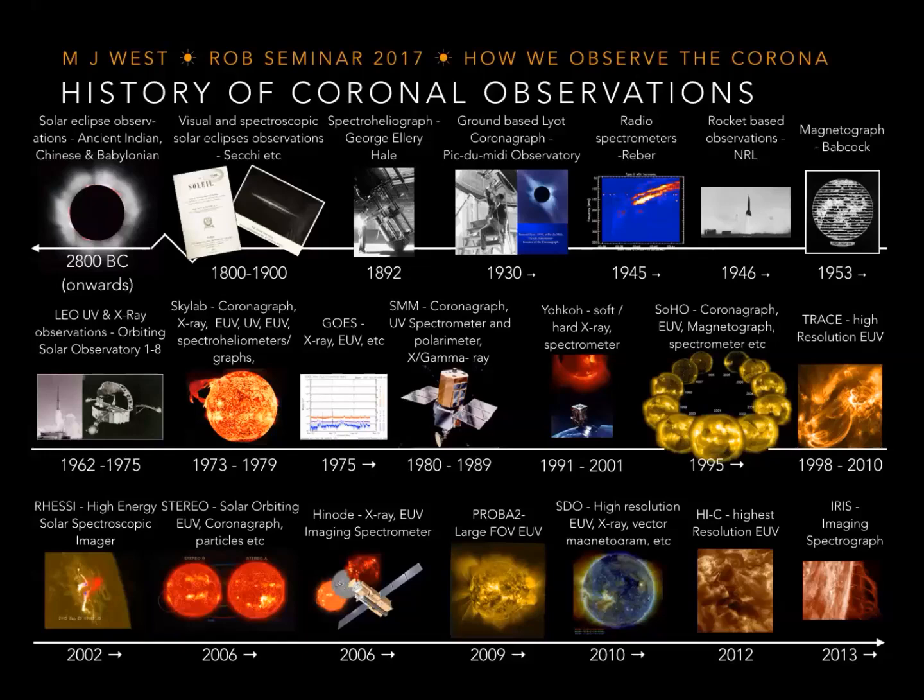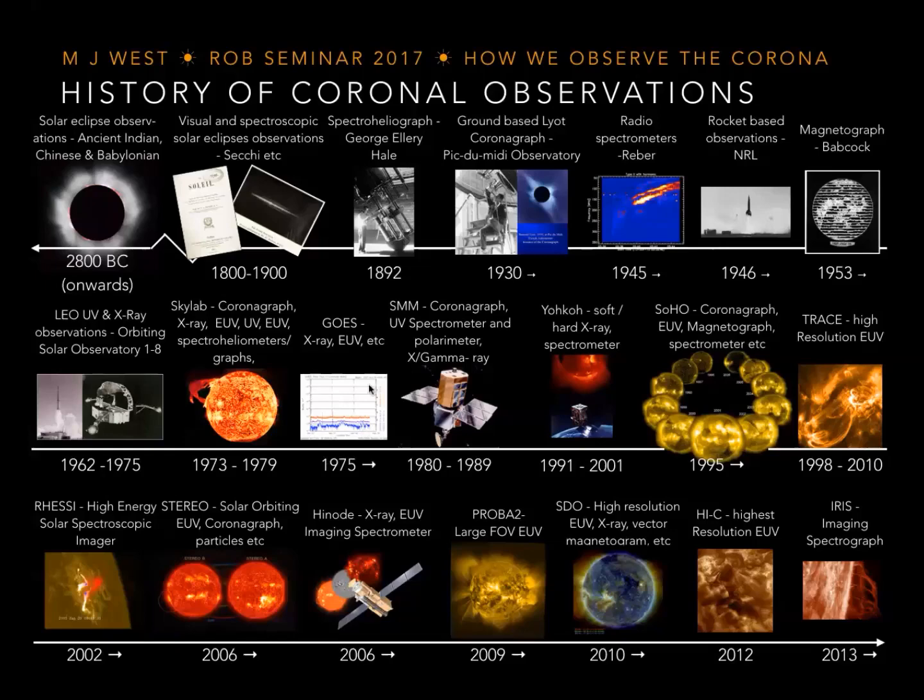Moving on from there, we get onto the first main mission, which is Skylab, which was a mission from 73 to 79, which had these dedicated coronagraphs, X-ray images, and UV images on board. In the meantime, the GOES missions were getting underway, and for those who are on the forecasting team, they'll be aware of these plots here, these irradiance or X-ray flux plots, which we actually use for monitoring coronal flares.